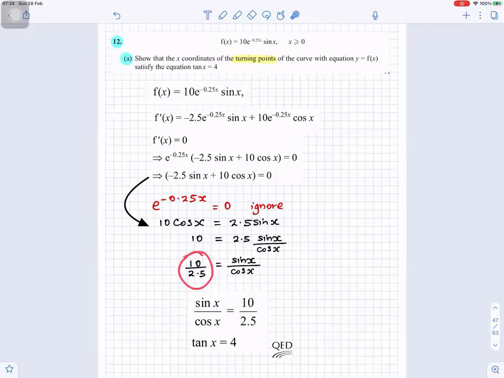So you've got 10 divided by 2.5 is equal to sine x divided by cos x. Sine divided by cos is tan. So sine x divided by cos x is tan x. You must remember that. So that means tan x, 10 divided by 2.5 is 4. QED, as required to show.